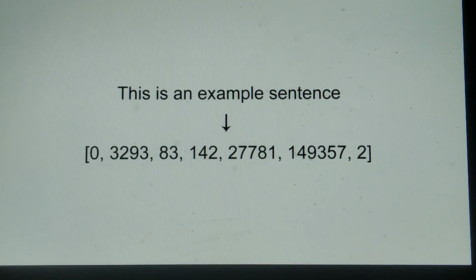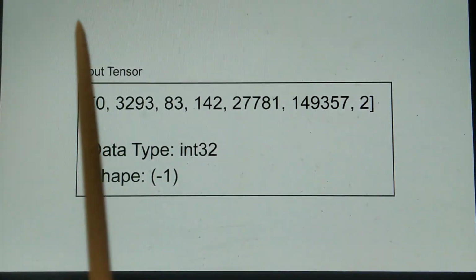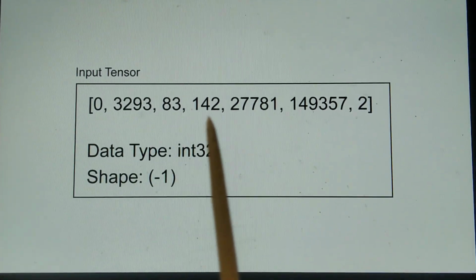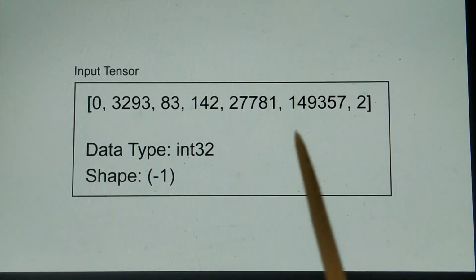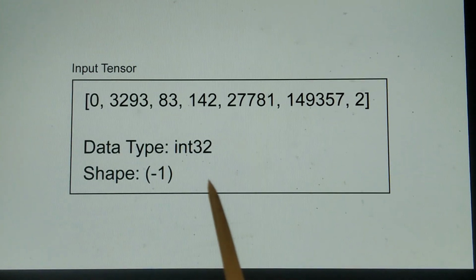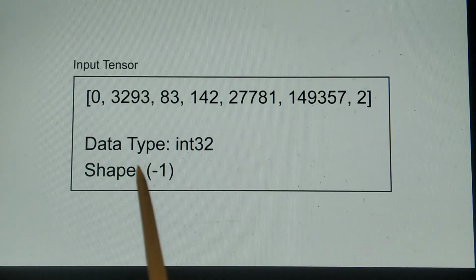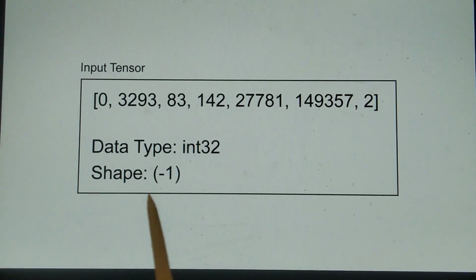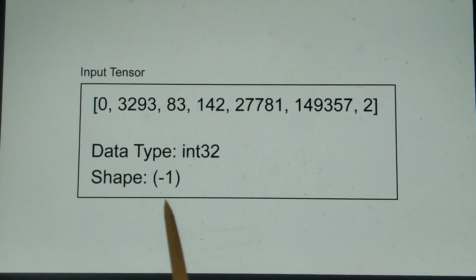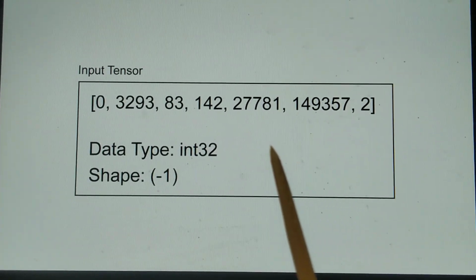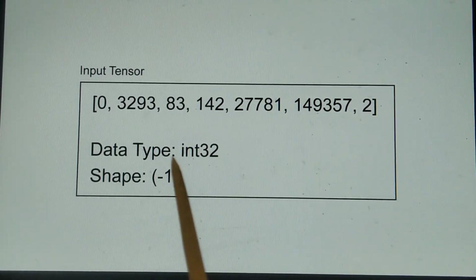Next, we create an input tensor from this array, specifying the necessary metadata. For example, indicating that the tensor contains a one-dimensional array of dynamic length with int32 data type.